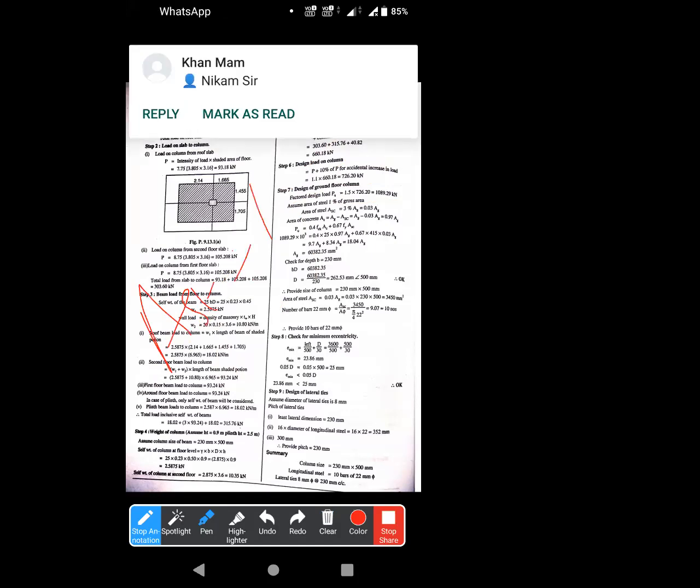See, in the last year I have seen 1 to 5% of the gross area. You have to assume the area of steel is equal to 1 to 5%. Let's see, we have assumed it as 3% of the gross area. The area of steel is 3% of the gross area, that is 0.03 Ag.